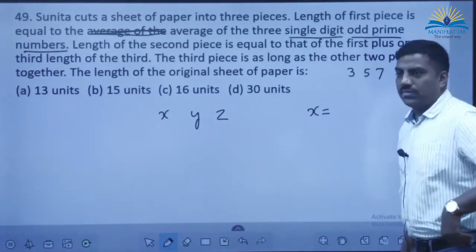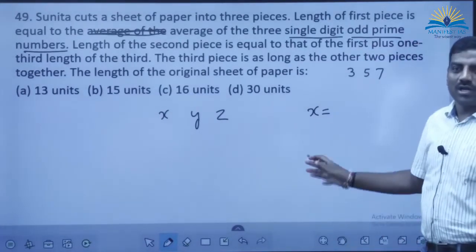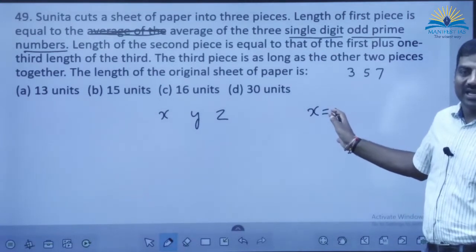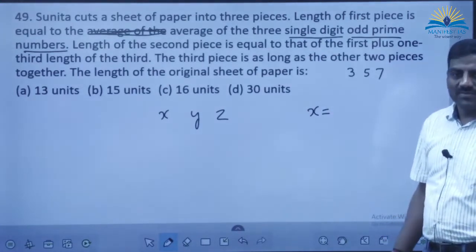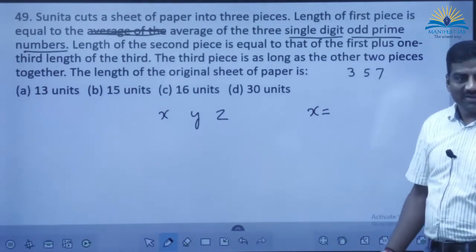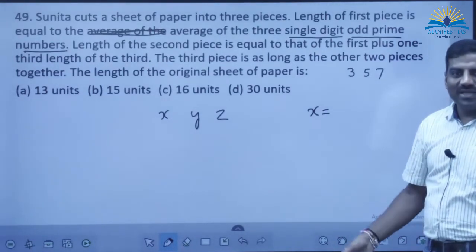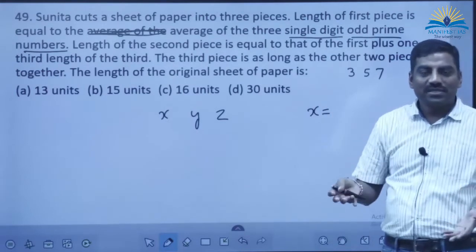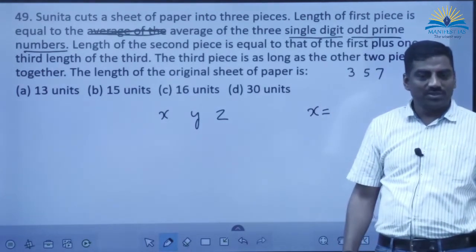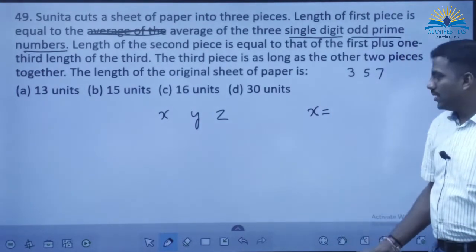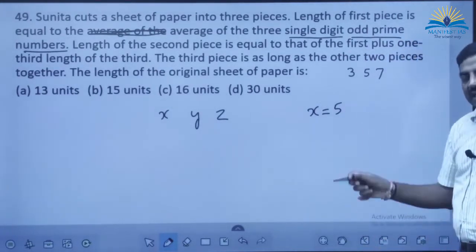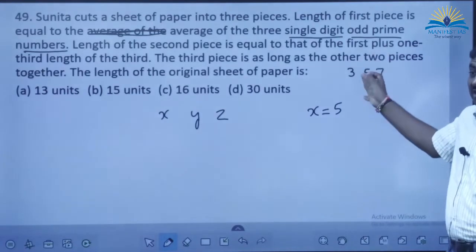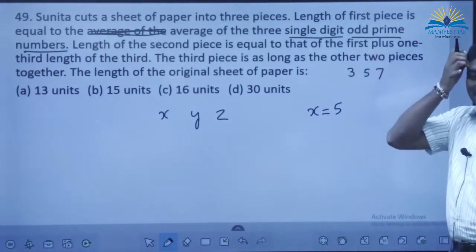Anyways, I'll teach you what is an average. But for now, I think you can answer. 3, 5, 7. What is the average? 3 plus 5 plus 7, divide by 3. What is average? Sum divided by number of elements, no? 5. So X is equal to 5. I'll teach you average. Then you can verify whether the average is 5 or not.